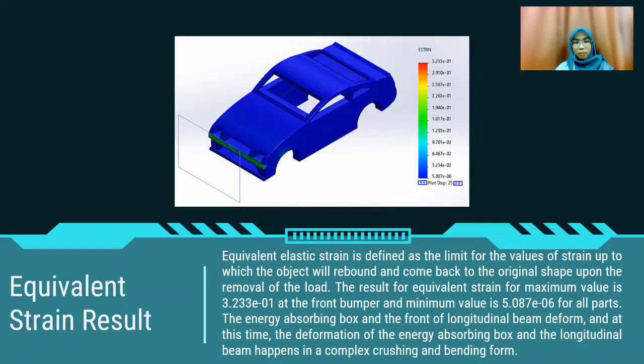Then lastly, the equivalent strain result is defined as the limit for the value of strain up to which the object will rebound and come back to its original shape upon removal of the load. The result for equivalent strain has a maximum value of 3.233 at the front bumper and a minimum value of 5.087 for all the parts. The energy absorbing box and the front longitudinal beam deform, and at the same time the deformation of the energy absorbing box and the longitudinal beam happens in a complex crushing and bending form.